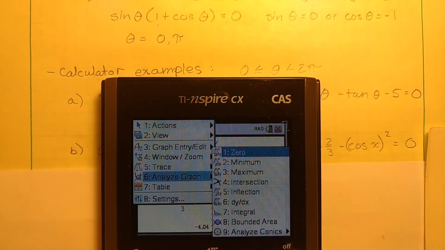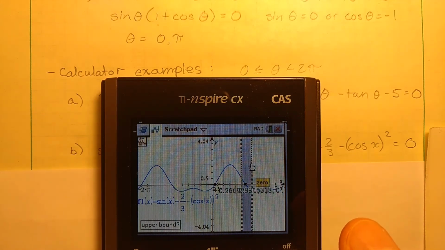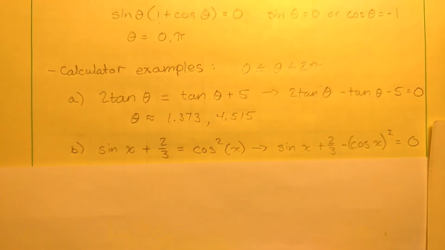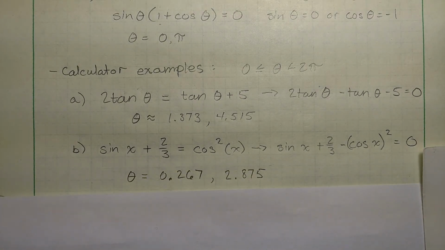And then for my other one, I'll do the exact same thing. Menu, 6, enter. Pick my lower bound and my upper bound. And once again, it's on top of the other one, so I have to move it. Grab it with my little hand. And I see that this one is going to be 2.875. So I can go ahead and record those answers. And I'm done.